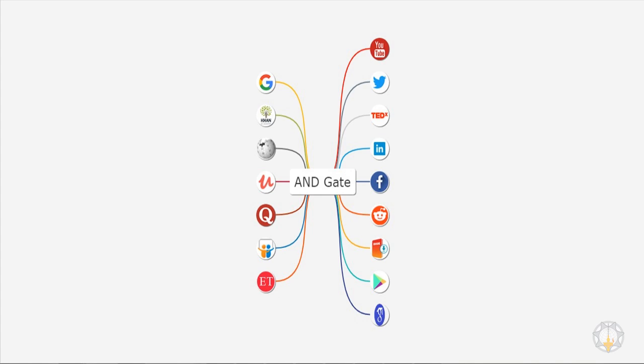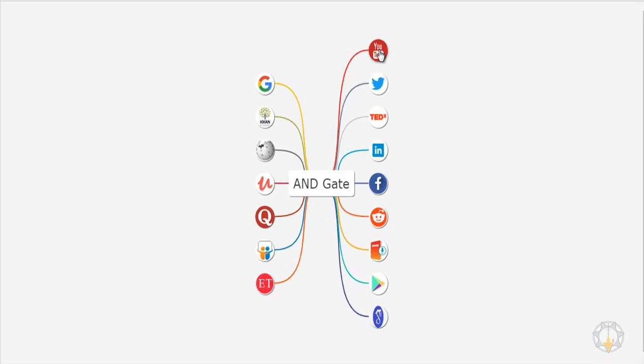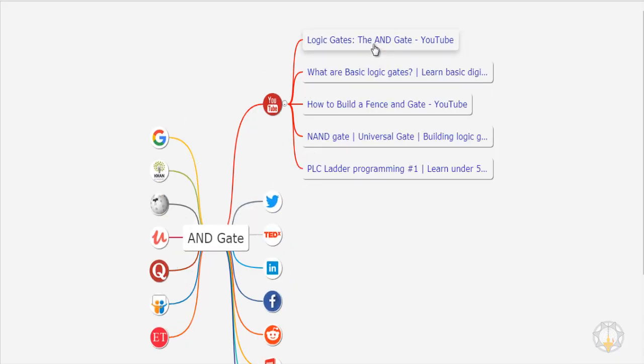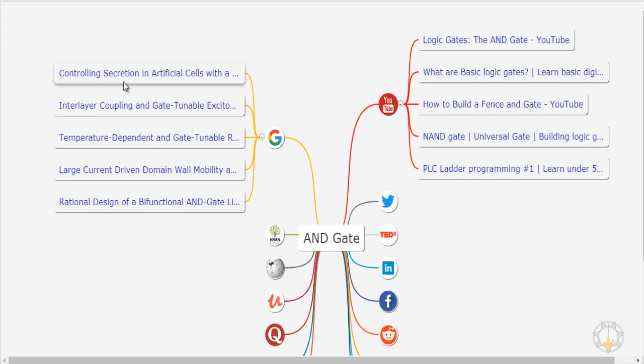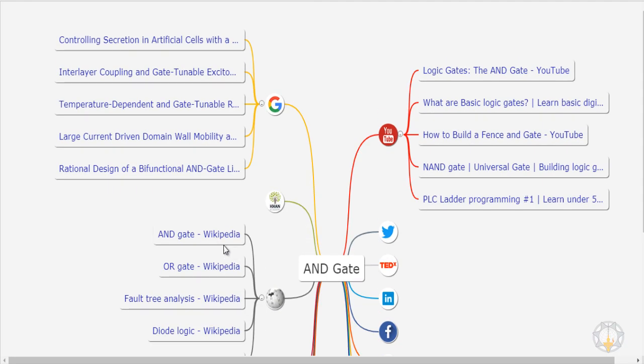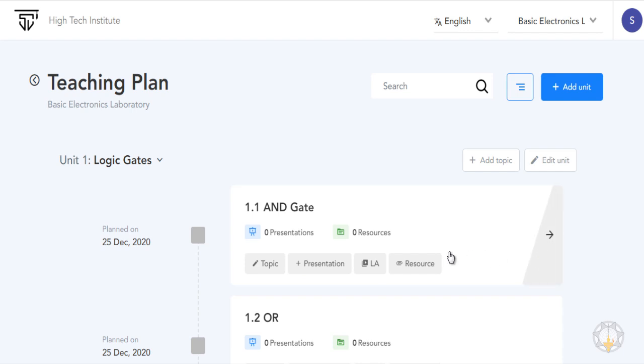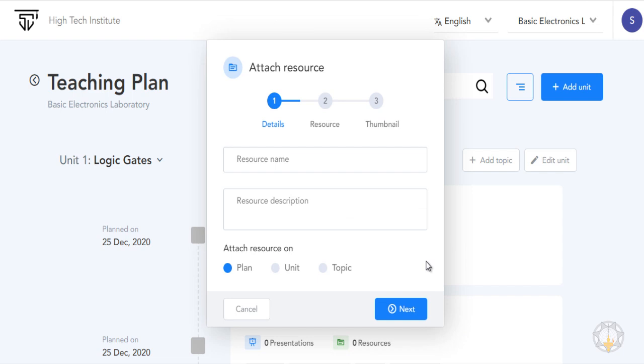The option LA is the learning assistant, which will help to find different articles related to the topics across the internet. Like you can see, when you click on the YouTube icon, you get the links of various videos related to AND gate. Similarly, when you click on the Google icon, you can see articles related to AND gate. In the resource option, you can add your resources which you want to share with the students.